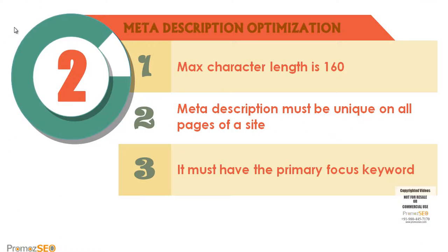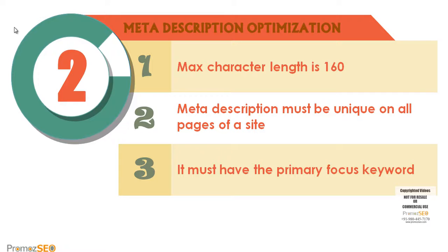Next topic is meta description. Now you need to know how to optimize the meta description to get the maximum benefits. Meta description character length is 160. Again, that is including everything: special characters, all spaces, all alphabets and digits you are using in the meta description. Together the length should be a maximum of 160 characters.